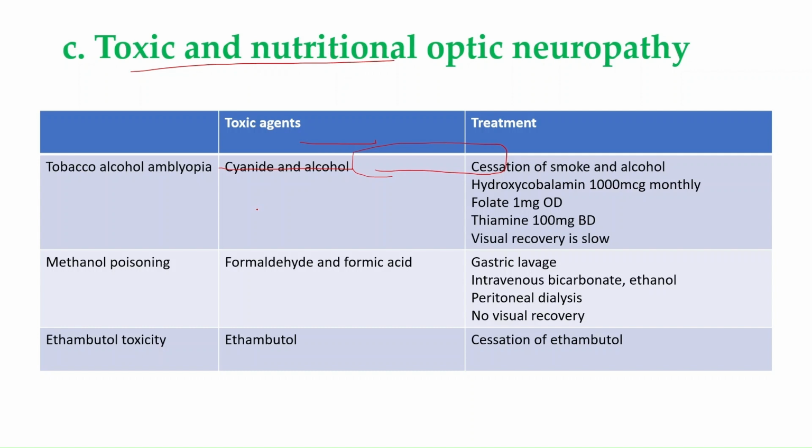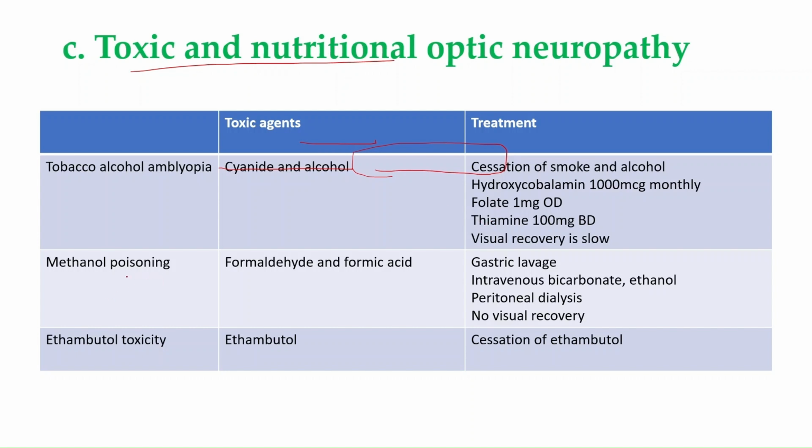The common causes for toxic amblyopia are methanol poisoning, tobacco amblyopia, and ethambutol toxicity. In tobacco-alcohol amblyopia, the toxic agents are cyanide and alcohol. The treatment is cessation of smoking and alcohol, hydroxocobalamin given monthly along with thiamine and folate. The visual recovery is usually very slow.